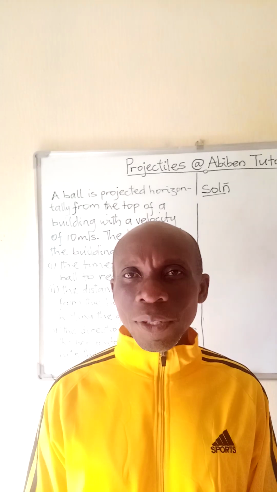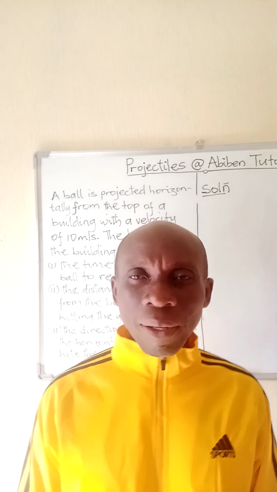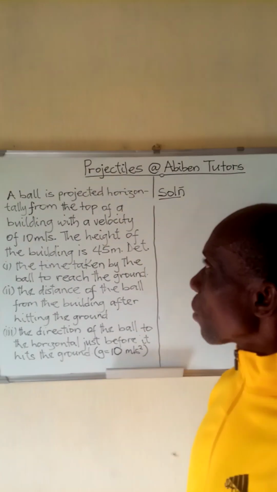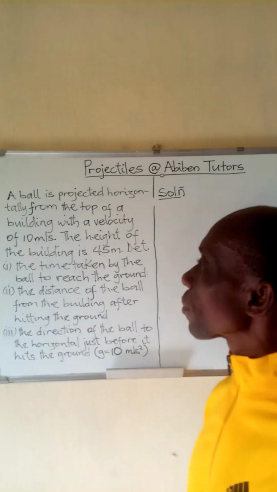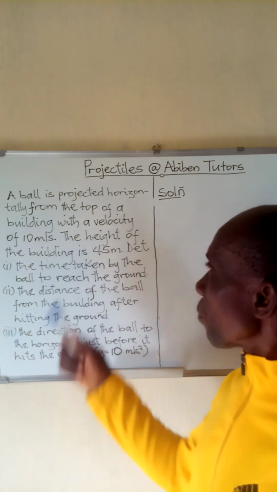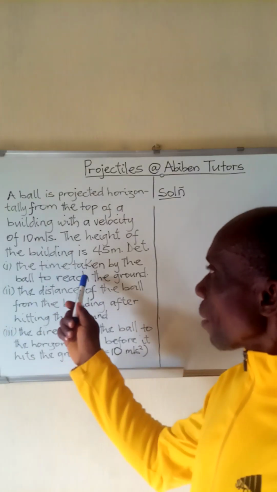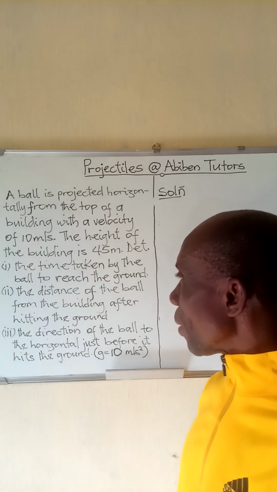Today we have an interesting problem on projectiles which is on the board and we are going to solve it together. We are given that a ball is projected horizontally from the top of a building with a velocity of 10 meters per second. The height of the building is 45 meters. We are asked to determine number one, the time taken by the ball to reach the ground. How long will it take the ball before it lands?